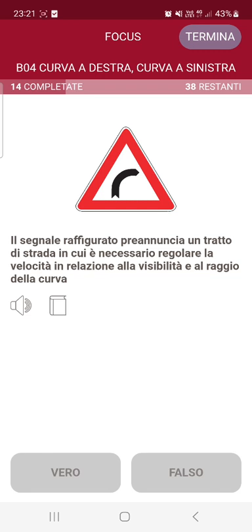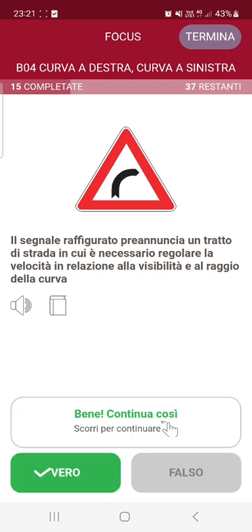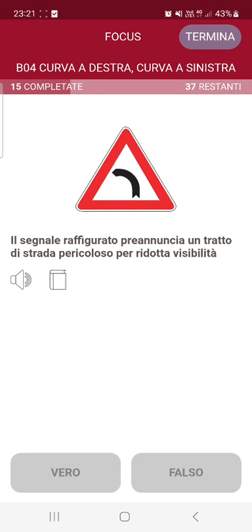Il segnale raffigurato preannuncia un tratto di strada in cui è necessario regolare la velocità in relazione alla visibilità e al raggio della curva. Verissimo. In a part of road where you see this sign, it's very necessary to regulate your speed in relation to the visibility and the sharpness of the curve. That is what the question says. Yeah, it's true.